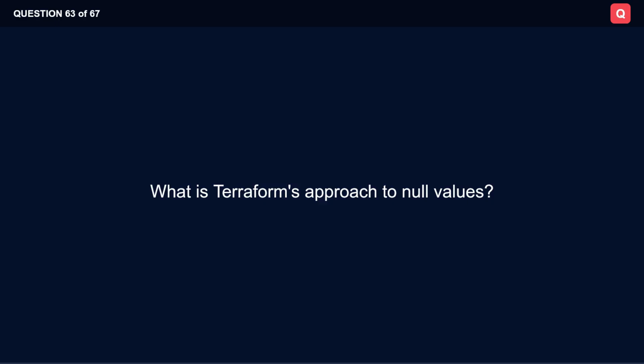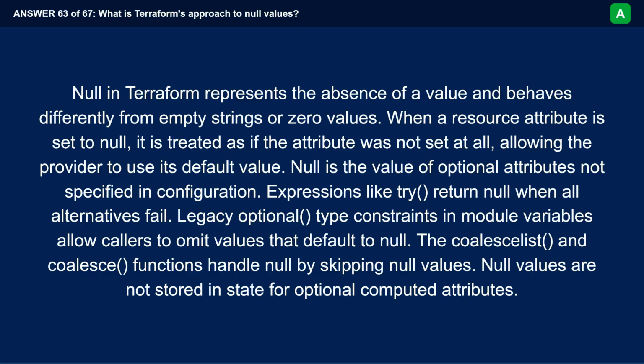What is Terraform's approach to null values? Null in Terraform represents the absence of a value and behaves differently from empty strings or zero values. When a resource attribute is set to null, it is treated as if the attribute was not set at all, allowing the provider to use its default value. Null is the value of optional attributes not specified in configuration.